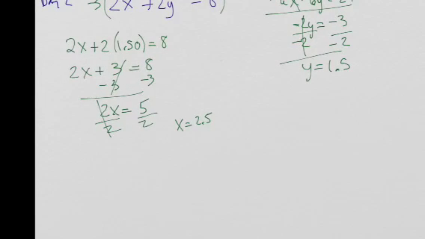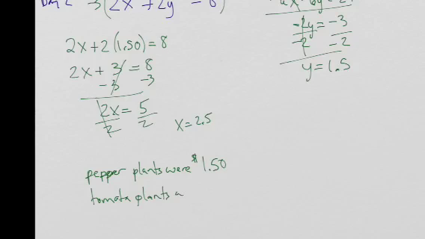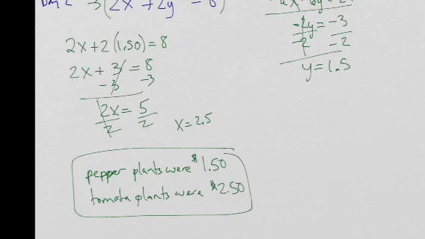So in the end, we now know that the pepper plants were $1.50. And we also now know that the tomato plants were $2.50. Make sure your word problems have word answers.